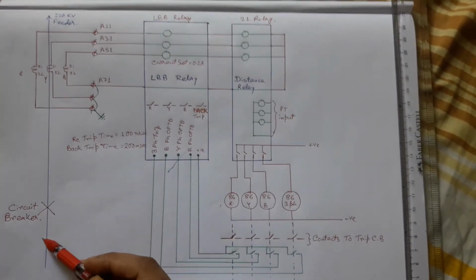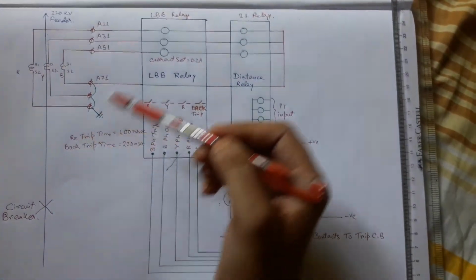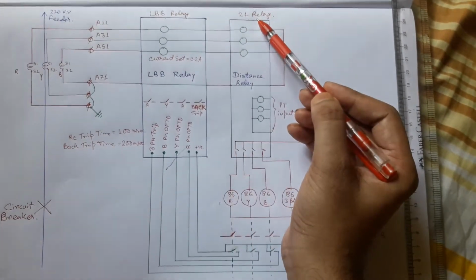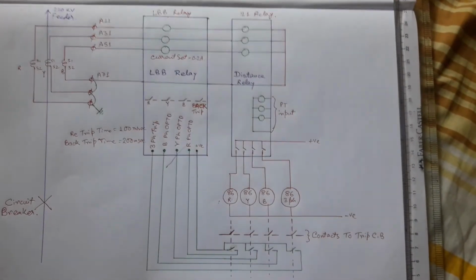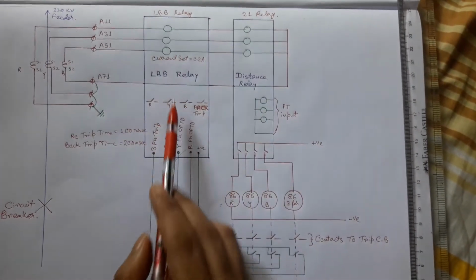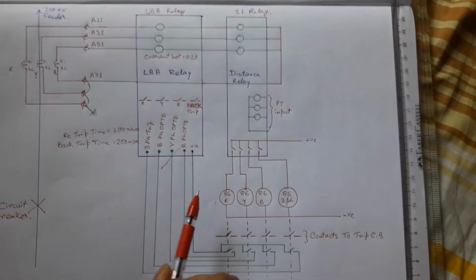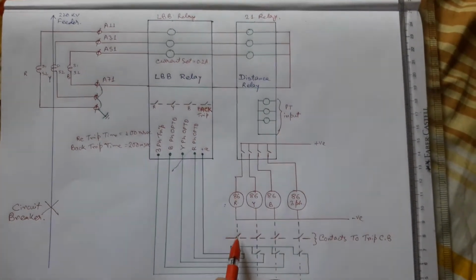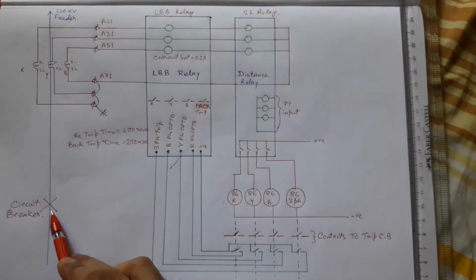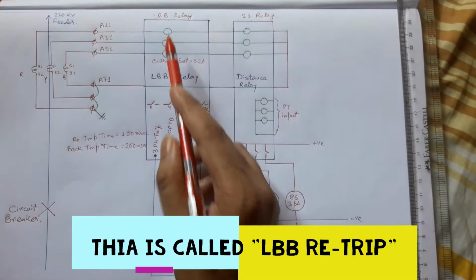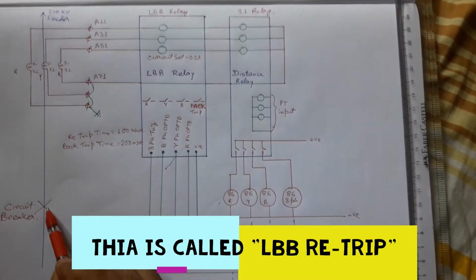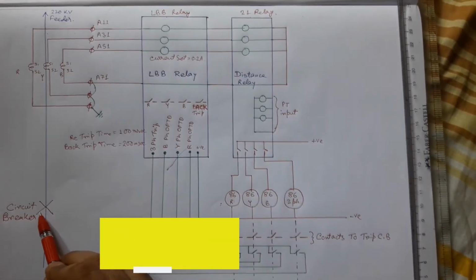During this faulty condition, as the red pole of the circuit breaker is not opening, the fault is still present in the power system and this current is continuously monitored by both the LBB and distance protection relays. So after a predefined time delay of 100 milliseconds, the LBB relay will understand that in spite of operation of the 86 relay, the circuit breaker is not opening. Then the LBB relay will provide another trip pulse to the same pole of the circuit breaker.